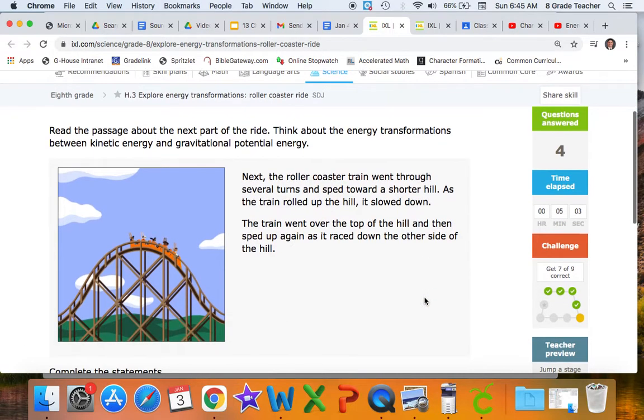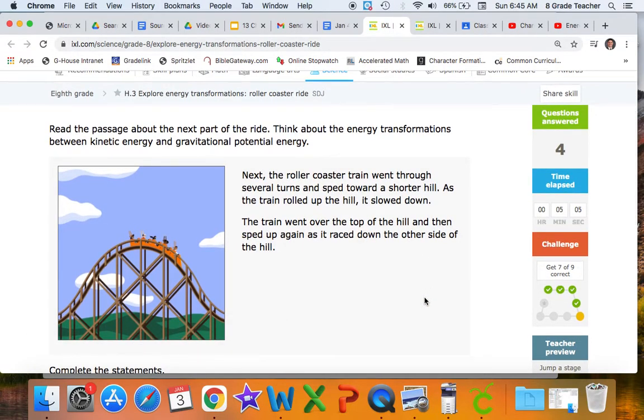Read the passage about the next part of the ride. Think about the energy transformations between kinetic and gravitational potential energy. Remember, kinetic energy is the energy of motion. Potential energy is the energy of position, so wherever it's located. Next, the roller coaster train went through several turns and sped toward a shorter hill.